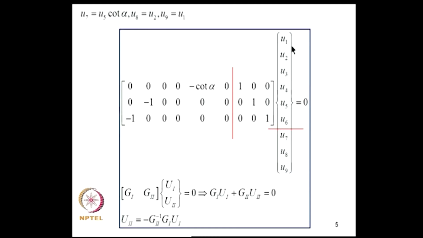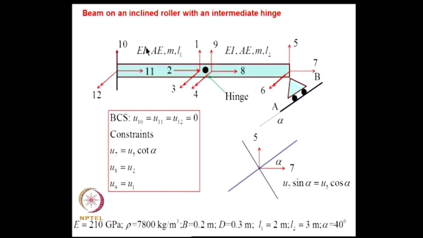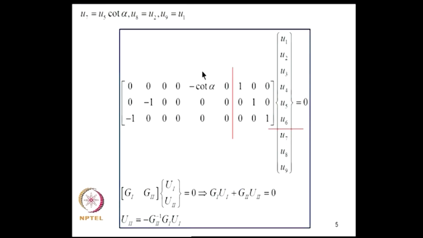So, the degrees of freedom here are, since 10, 11, 12 are 0, the degrees of freedom are 1, 2, 3, 4, 5, 6, 7, 8, 9. So, they are listed here. Now, these 9 degrees of freedom are constrained by these 3 constraint equations. So, these 3 constraint equations are written here.